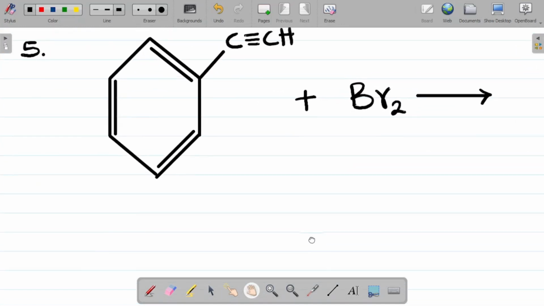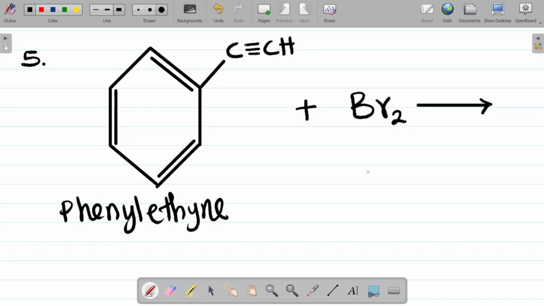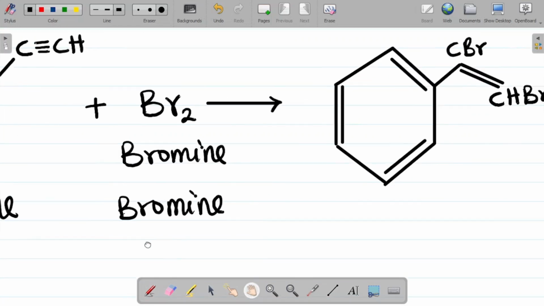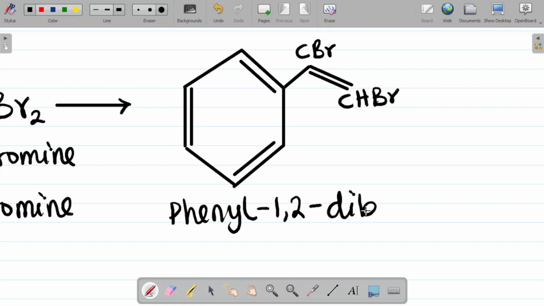Alright, so on naming this, what I have here is phenylethyne. Okay, what I have here is bromine. I've said it should be on the straight line. So this should rather be somewhere around here instead, so it will look orderly and uniform. Alright, so bromine. The name of this product is called phenyl 1,2-dibromoethene. So this product is called phenyl 1,2-dibromoethene.